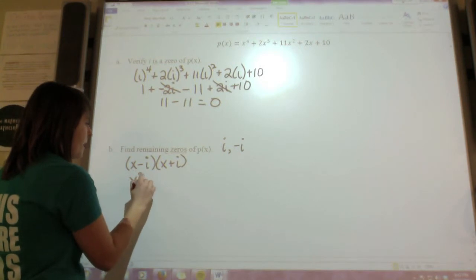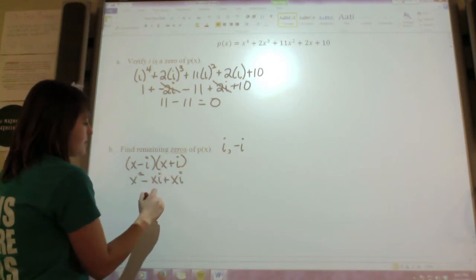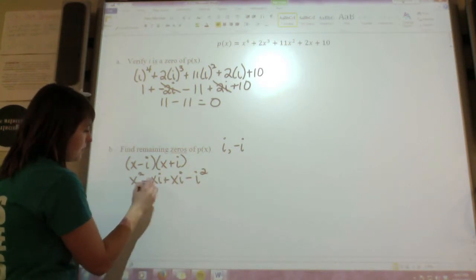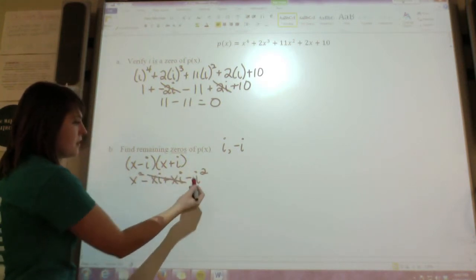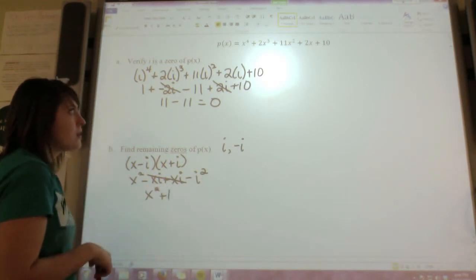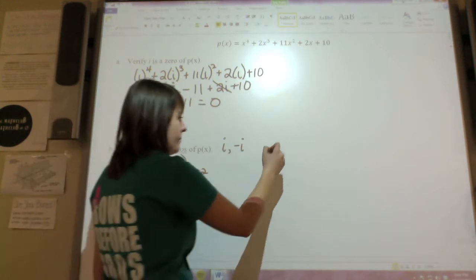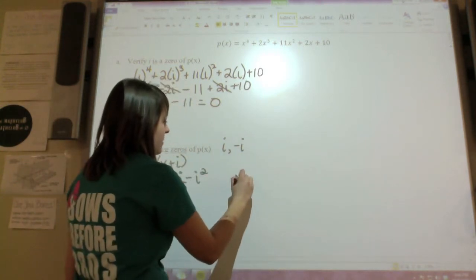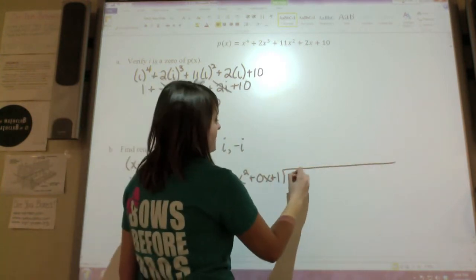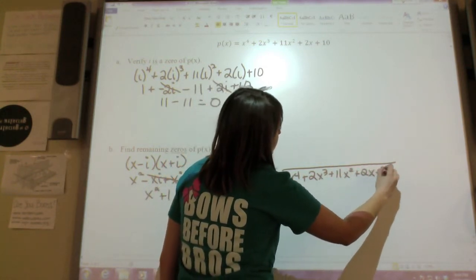I get x squared minus xi plus xi, and i times i, that's negative i squared. When I simplify that down, negative xi and xi, those cancel. Negative i squared, that's plus 1. So this is x squared plus 1. So now I'm going to divide my original polynomial by x squared plus 1. And make sure you put in your placeholders. So this is x squared plus 0x plus 1. And I'm dividing x to the 4th plus 2x cubed plus 11x squared plus 2x plus 10.